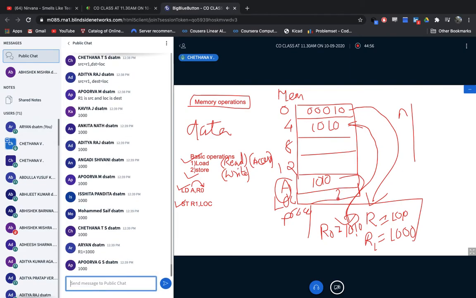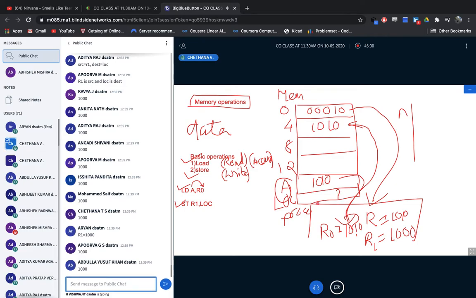So I'll remove the question mark. In this question mark space, I'm going to replace the data. What's the data? 11000. This is the basic operations of my memory, writing operation and reading operation. I think everybody understood the thing. Very good, superb.